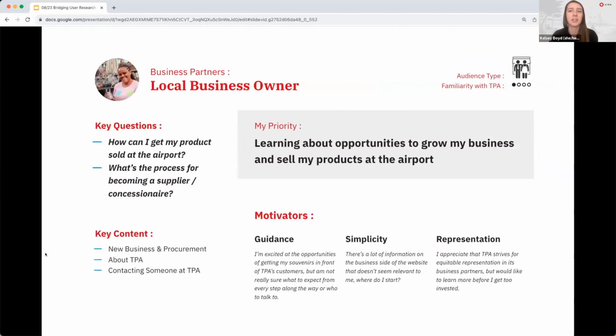So for each audience, like the local small business owner, we establish key questions they might have on the site based on our conversations that we have with real users and stakeholders. So these are questions that were brought up in our workshops, things like, how can I get my product sold at the airport? Or what is the process for becoming a supplier?